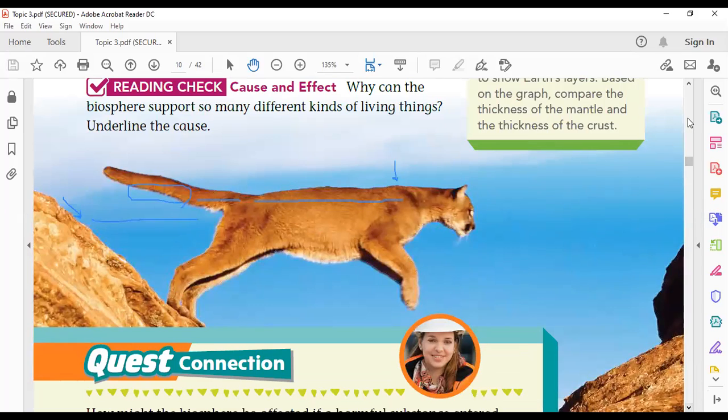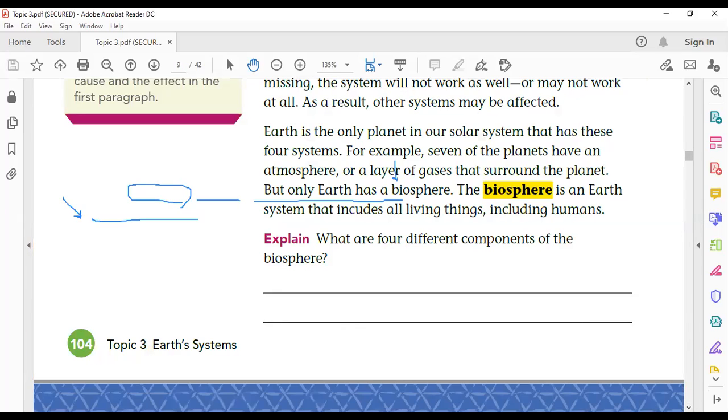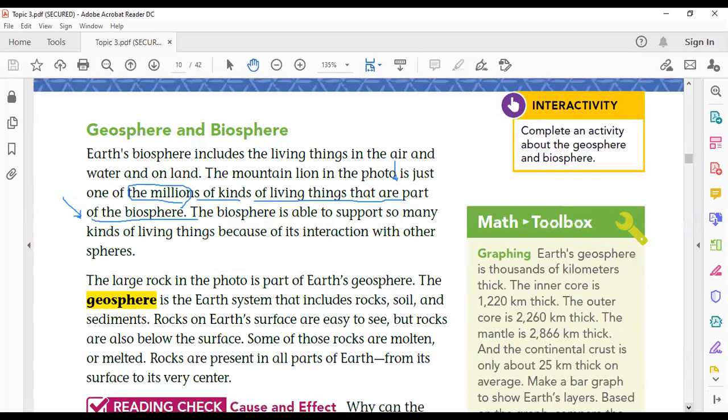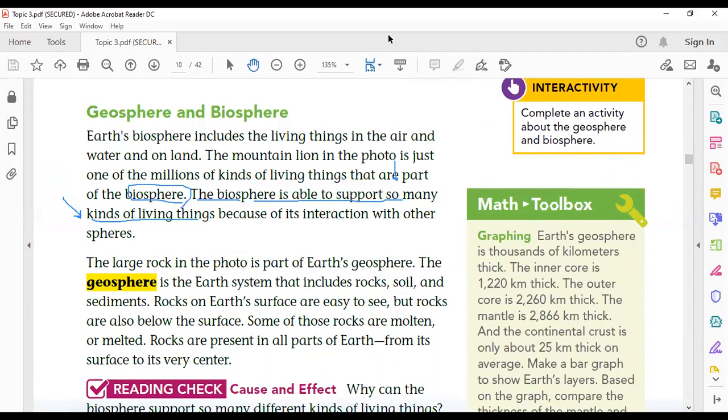The mountain lion in the photo is just one of the millions of kinds of living things that are part of the biosphere.